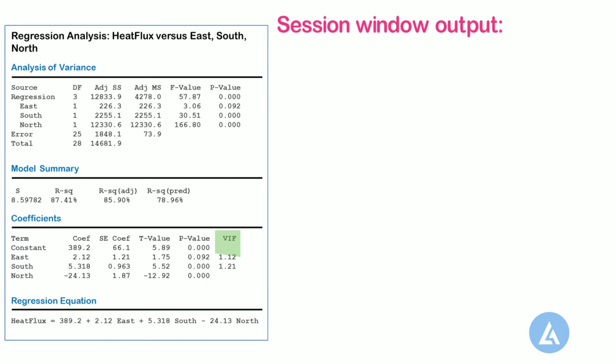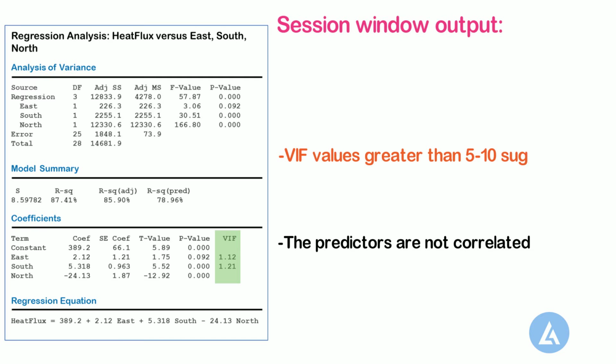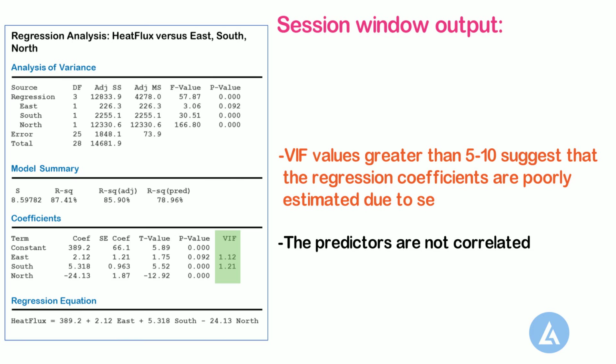The variance inflation factors are all close to 1, which indicates that the predictors are not correlated. VIF values greater than 5 to 10 suggest that the regression coefficients are poorly estimated due to severe multicollinearity.